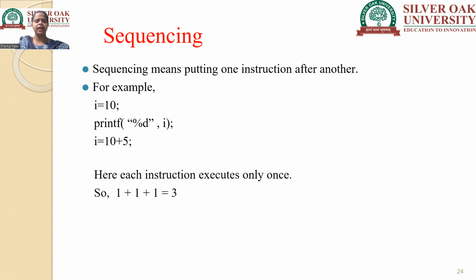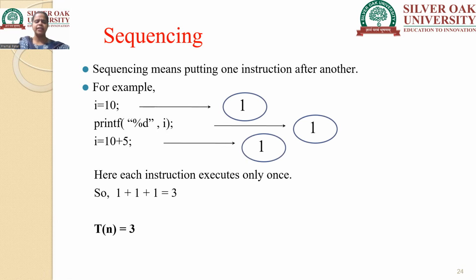So we can say that each instruction executes only once, because we all know that the first line will assign the value 10 to the variable i only one time. Then the statement printf("%d", i) will execute only once. It will print the value of i. And lastly, i = 10 + 5 means it will add the values 10 plus 5 and assign it to the variable i. So here each statement will execute once only. If we add all those 3, we will get the answer as 3. So the complexity of the statements analyzed, that is T(n), is equal to 3.